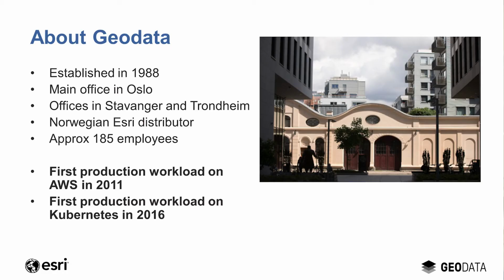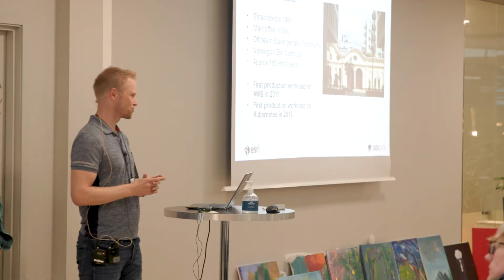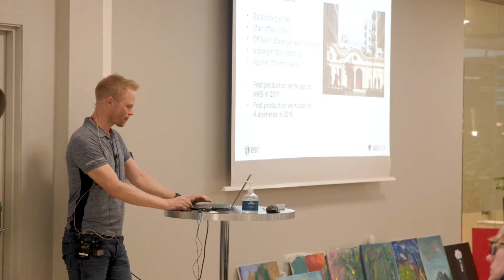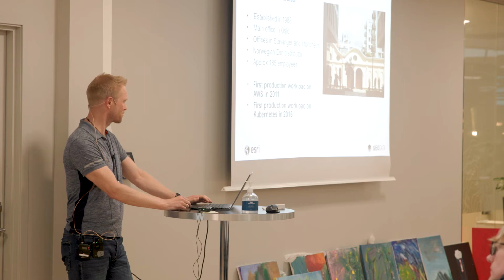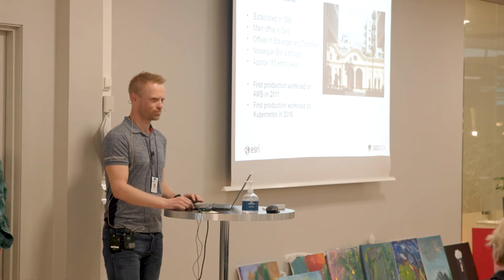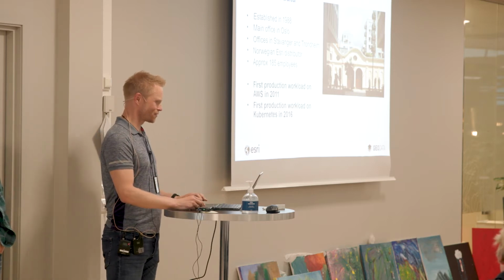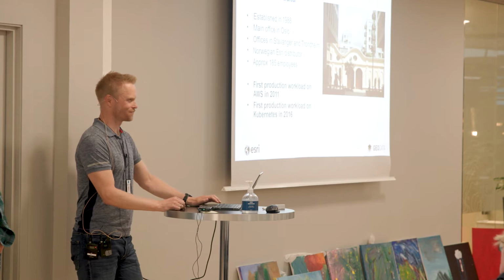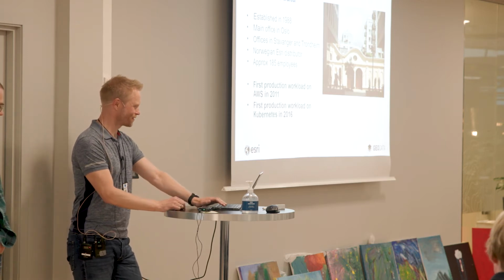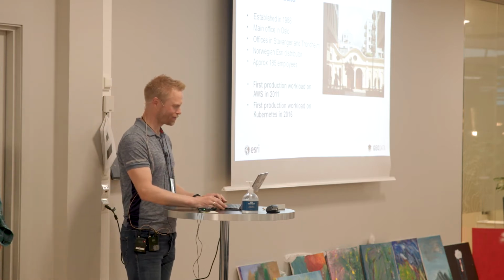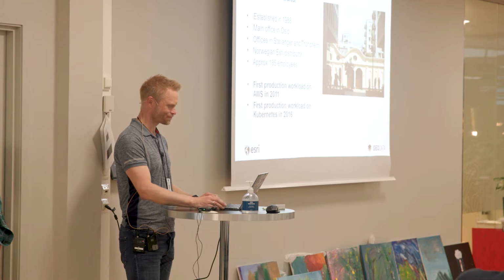So Geodata is a fairly old company, established back in 1988. But the important part on this slide is when we put our first workload in production on AWS. It's actually back in 2011. And we put our first workload in production on Kubernetes back in 2016. Blindly, we didn't really know what we were doing at that time. So the first couple of years were kind of exciting. I think the first year we ran without any metrics at all. And yeah, I learned a lot over those few years.